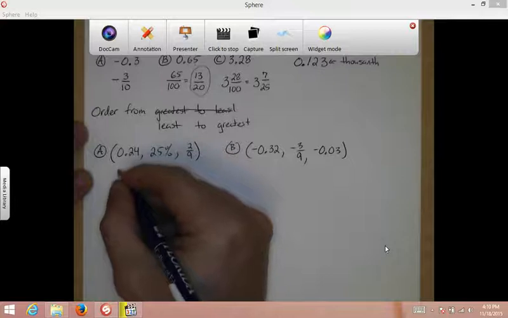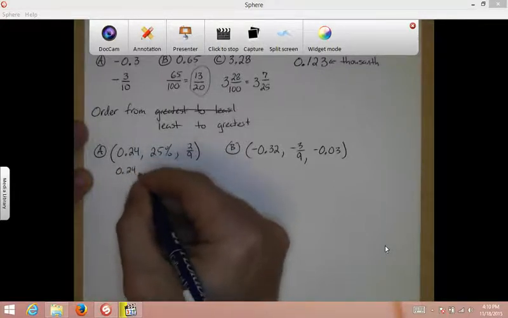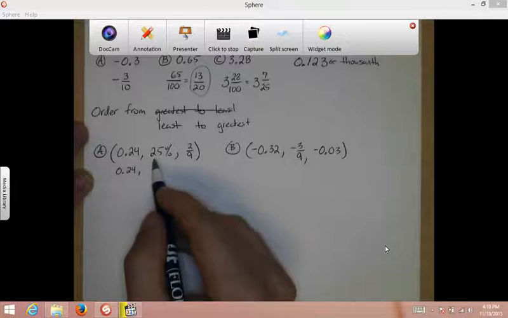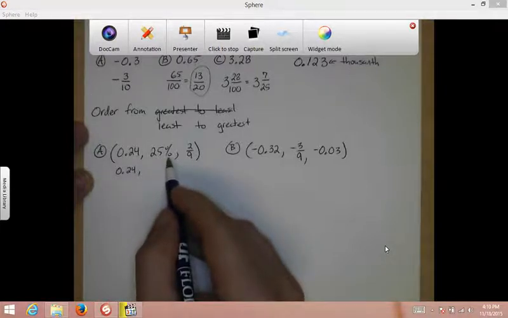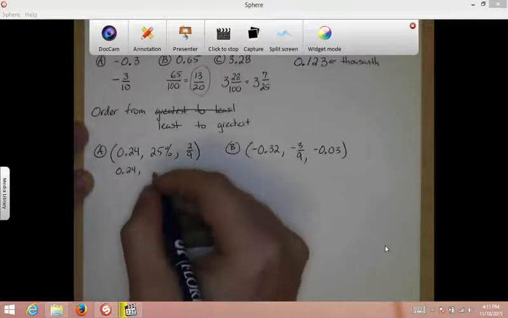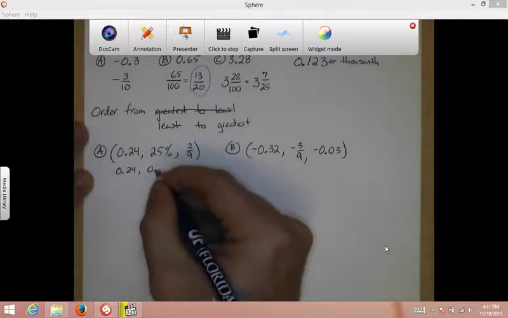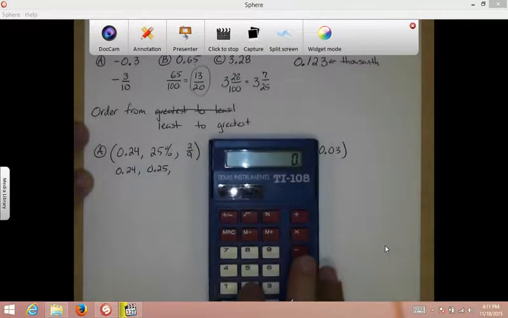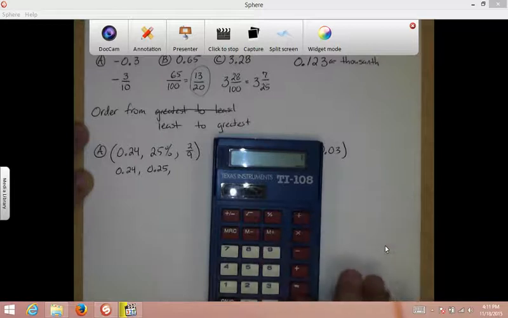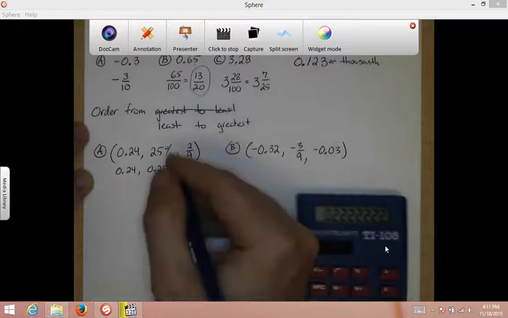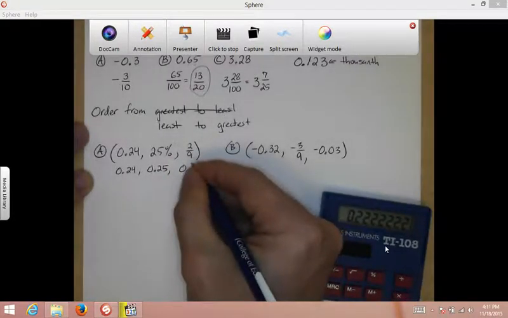So, 0.24, it's already a decimal, remains 0.24. 25%. You can either remember to do the move to the left and make it 0.25, or remember that a percent symbol means that the number is over 100, and 25 divided by 100 would be 0.25. Either way, you get the same thing. 2/9, we just type that in our calculator. We have 2 divided by 9. We end up with 0.22222, so we got bar notation there. So we're going to write 0.2 with bar notation over the 2.